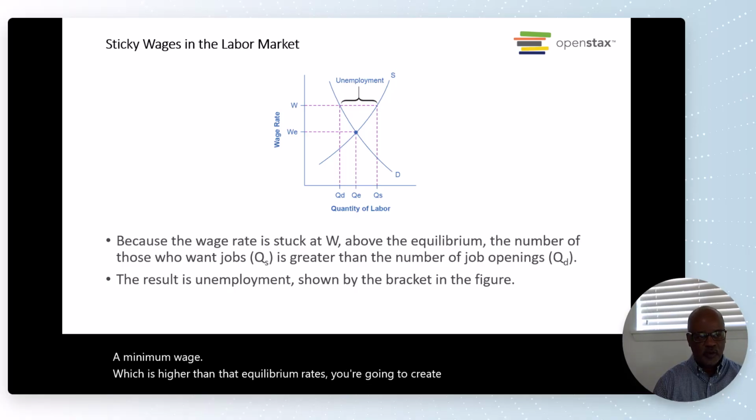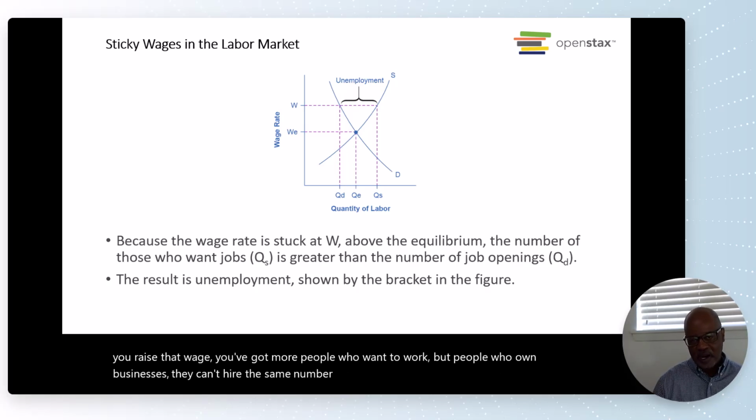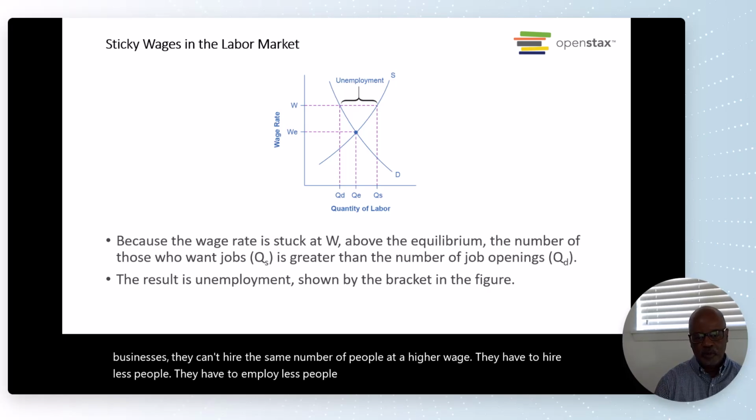Because if you raise that wage, you've got more people who want to work, but people who own businesses can't hire the same number of people at a higher wage. They have to hire fewer people, they have to employ fewer people. And that's why you see that unemployment gap at the top.